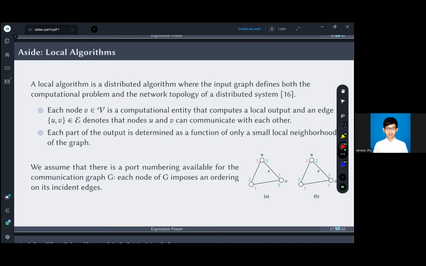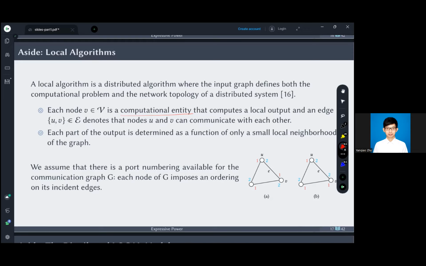For example, in the usual non-distributed setting, the system will process an input of a specific size, but in a local algorithm, every client will process only one problem at once, regardless of the complexity of the input graph itself. More formally, each node V is a computational entity, or a client, that computes a local output. We finish the computation by exchanging messages between a node and its neighbors.